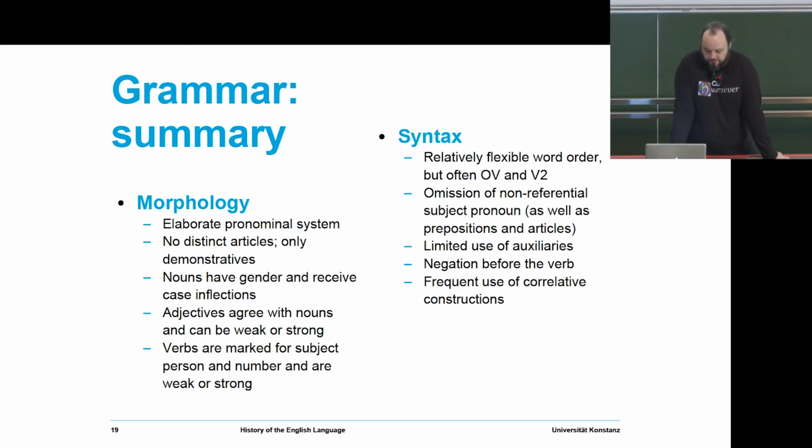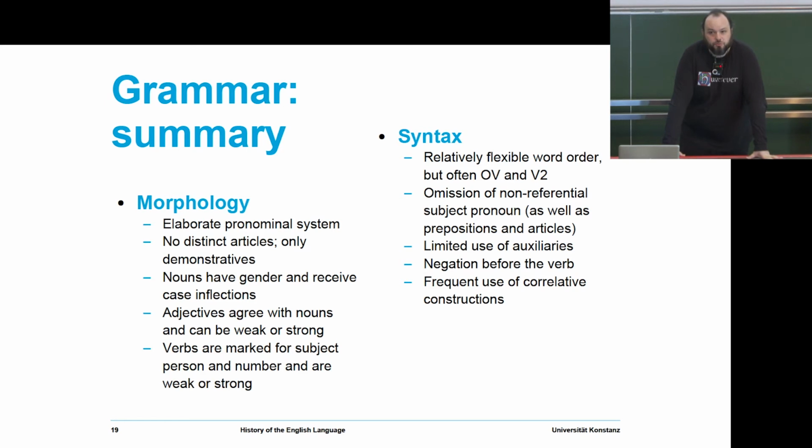You can leave out subjects. Old English is a language that does not care about subjects all that much. You can leave out subject pronouns. You don't have to insert all of these dummy it pronouns that we have in modern English. I didn't mention this, but you can also leave out prepositions and articles sometimes. So there just generally aren't quite as many function words in Old English. The language doesn't quite make as much use of these function words like prepositions and articles. It makes a lot more use of morphology to mark the same information. It also makes a fairly limited use of auxiliaries.